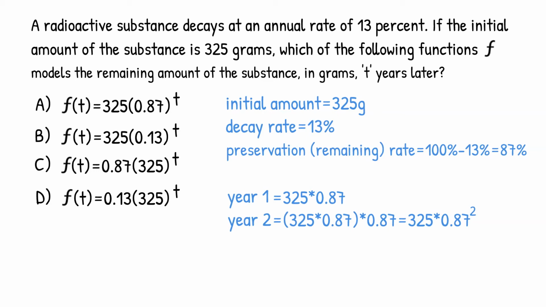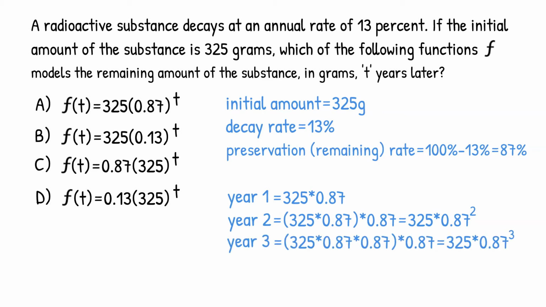In the year 3, the remaining amount is multiplied by another factor of 0.87, which represents the preservation rate. As a result, we can see that 325 has been multiplied by the preservation rate of 0.87 3 times. So mathematically, that is 325 times 0.87 in the third power.